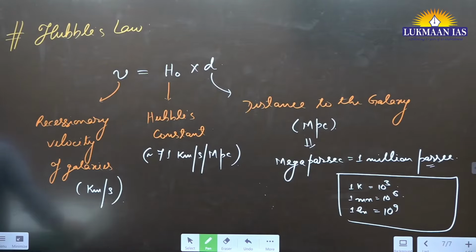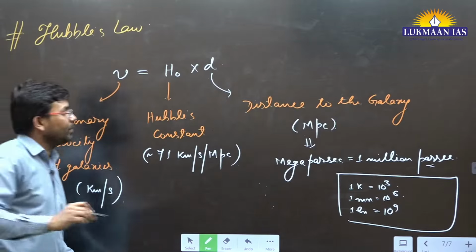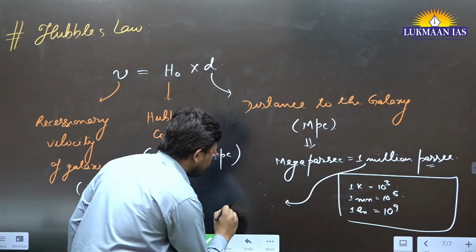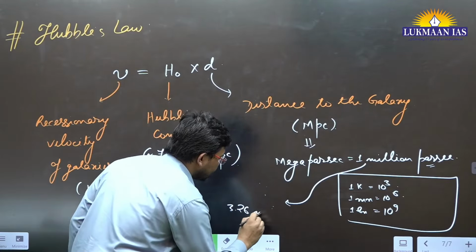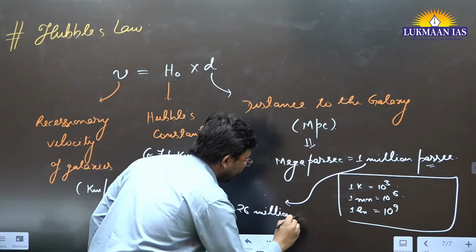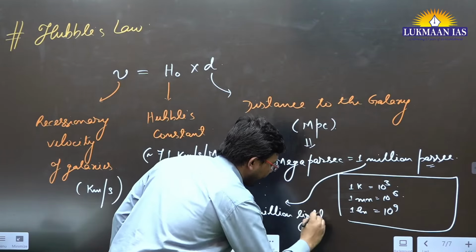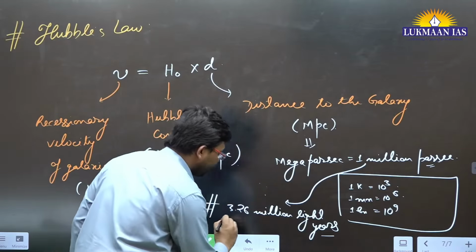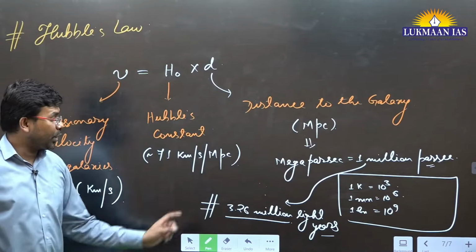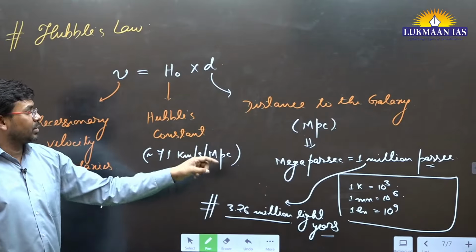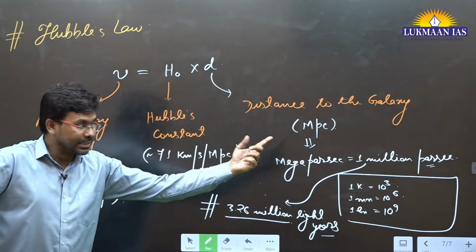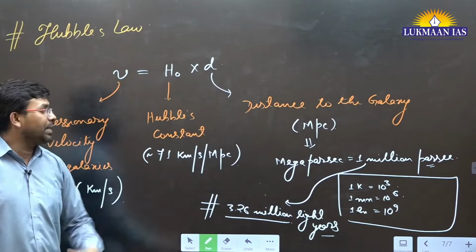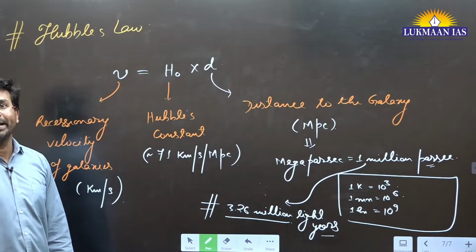And what is it equivalent to? It is 3.26 million light years. This is a very important figure. 1 mega per sec is equal to 1 million per sec, which is equal to 3.26 million light years.